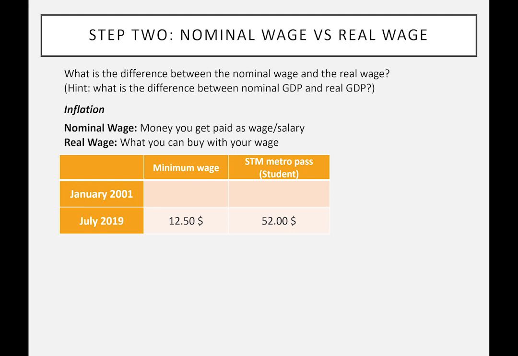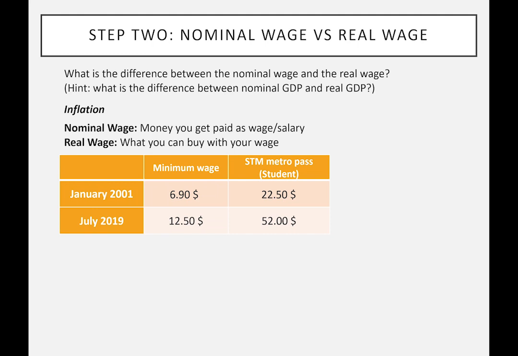When I looked into the data in the past, in January 2001, the minimum wage was $6.90. So it's almost half what it is now. But a student pass, on the other hand, was only $22.50. It was less than half. So in effect, what this means is that if we look at the cost to purchase a Metro pass, I can quickly see that the minimum wage, while it went up, did not go up as quickly as the cost of taking the Metro for a student.